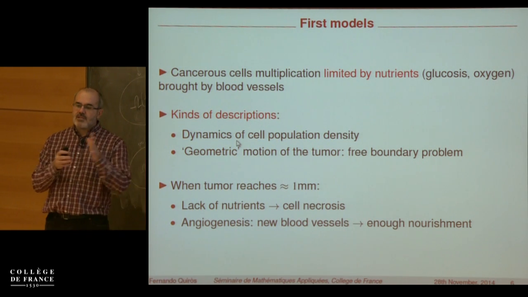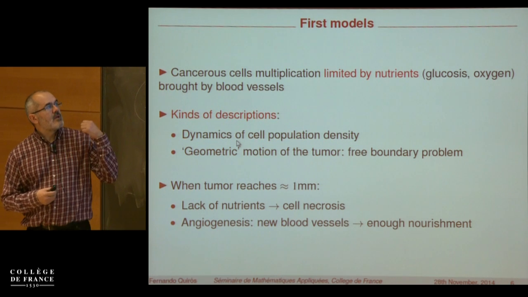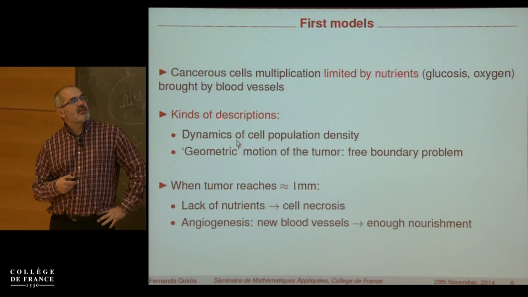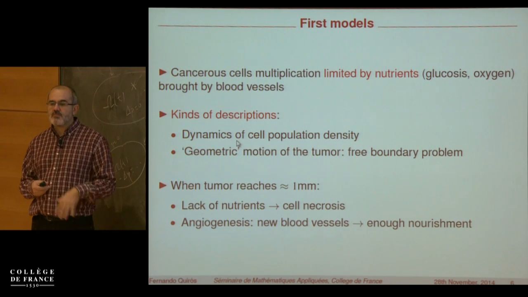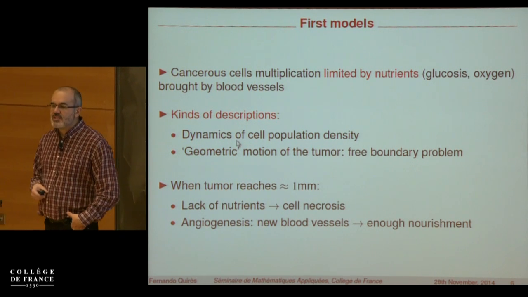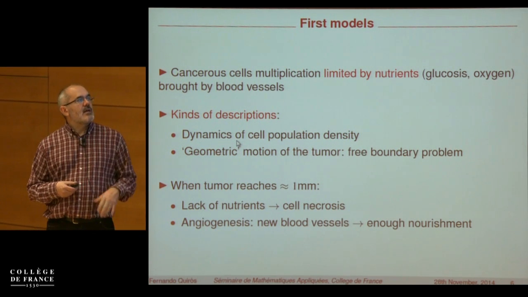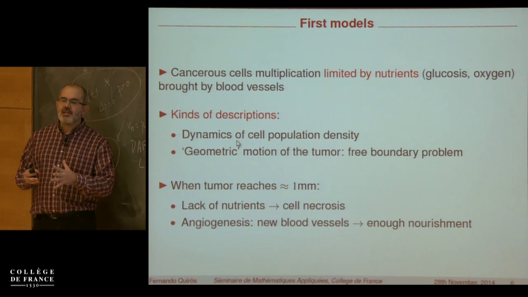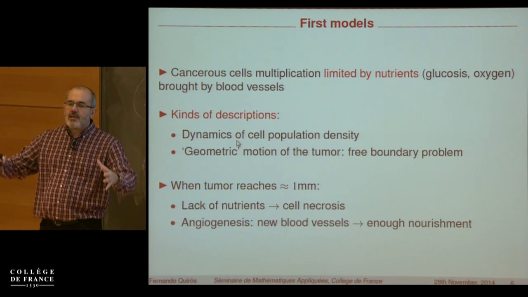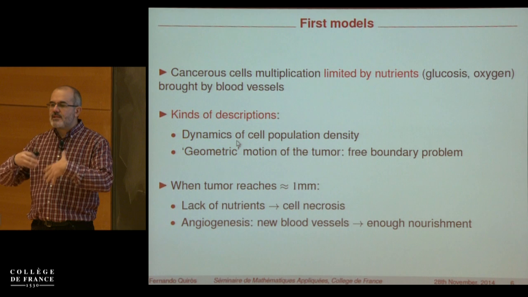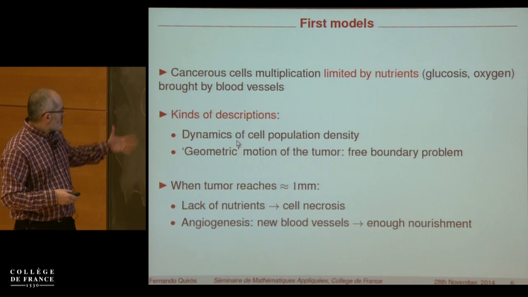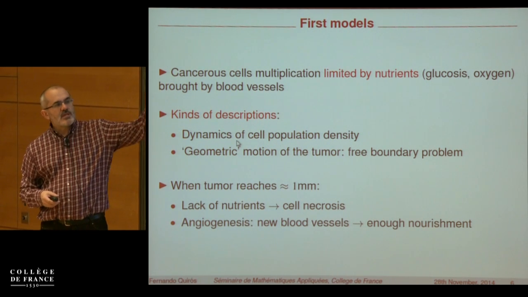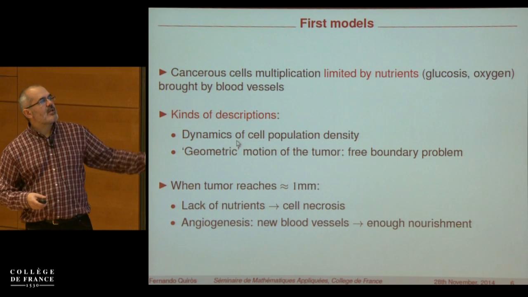In these earlier papers there were two kinds of descriptions: a compressible description, describing the dynamics of the cell population density, which may change, and incompressible models in which the density is assumed to be constant. There, you describe the motion of the tumor geometrically. You have to describe the region occupied by the tumor. The density is no longer an issue, and what you want to know is the pressure. So in this incompressible description, you get one of these free boundary models.